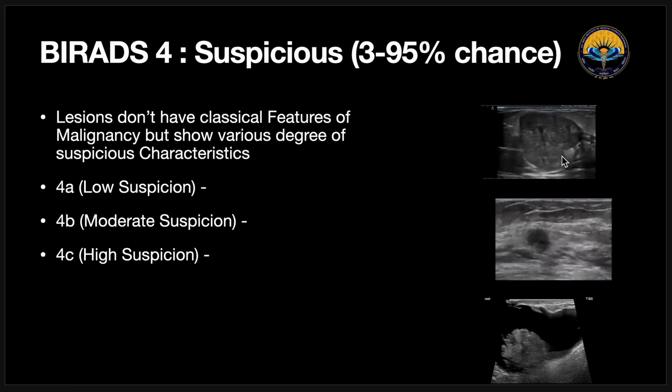BIRADS 4. Here we are suspicious that it might be a malignancy. We have three categories, 4A, 4B and 4C, depending on whether we have low suspicion, moderate suspicion or high suspicion. And here there is a 3% to 95% chance that this lesion might go into malignancy. The lesion will have some descriptors which go in favor of malignancy and some which go towards a benign etiology. Depending on how many descriptors we have toward benign and toward malignant, we can give it 4A, 4B or 4C.